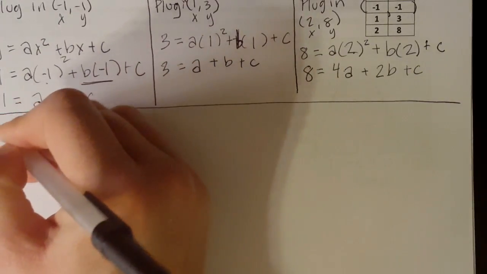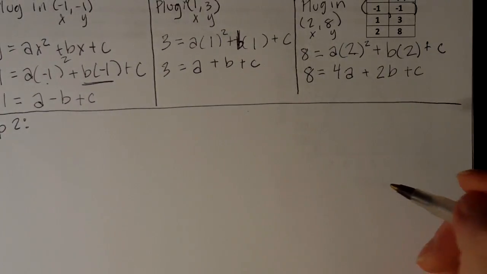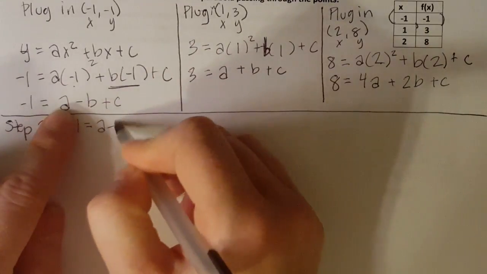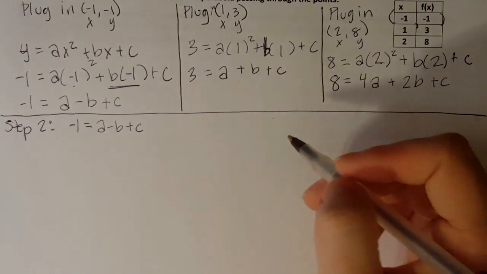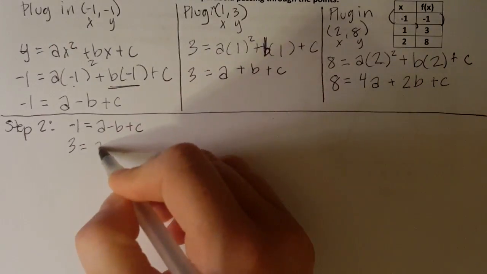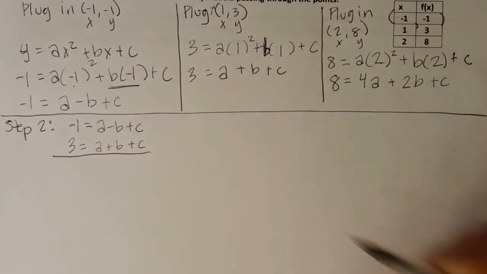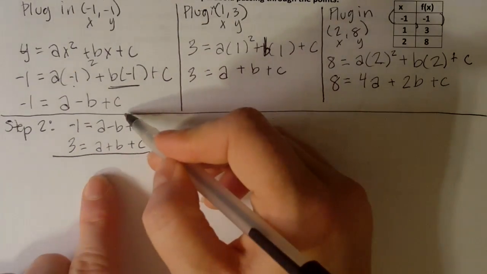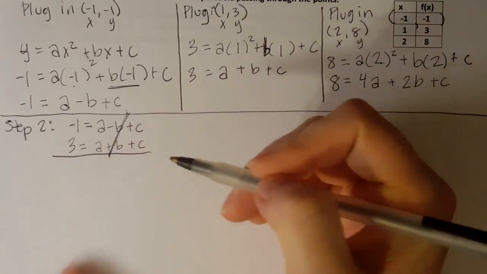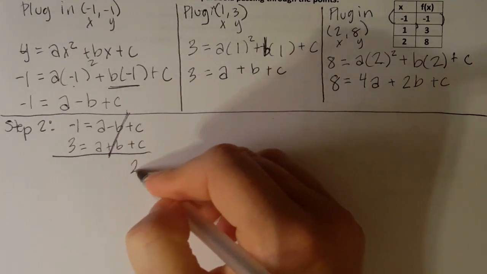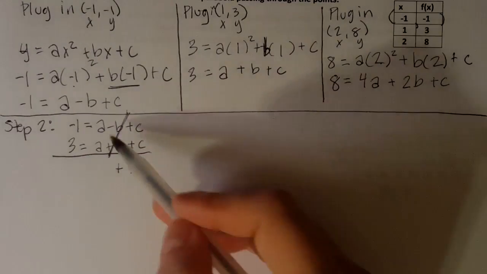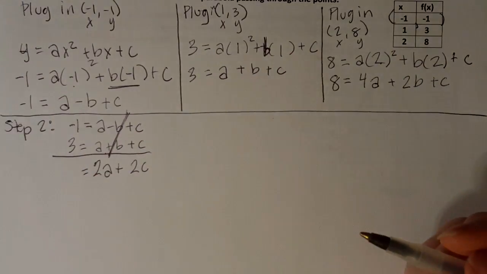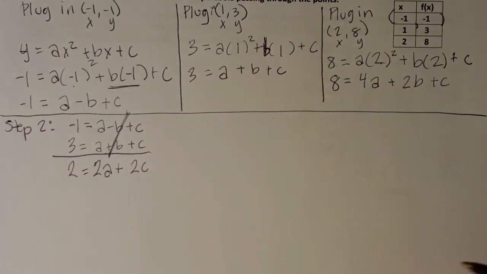Okay, you can see on these problems you need a lot of space. So step 2, we're going to line them up. Negative 1 equals a minus b plus c. I'm going to take this guy. 3 equals a plus b plus c. I've lined them up so that when I add the columns, one of the variables will disappear. And that will happen to be the b. Negative b plus b, that cancels out. So on the right, I have c plus c, which is a positive 2c. A plus a is a positive 2a. Negative 1 plus 3 is a positive 2.